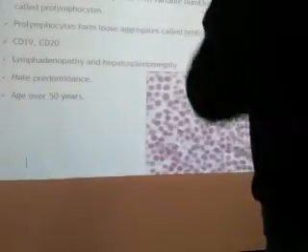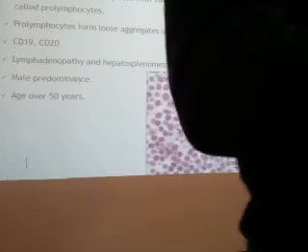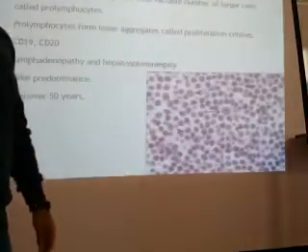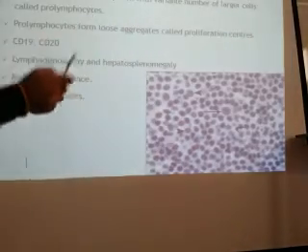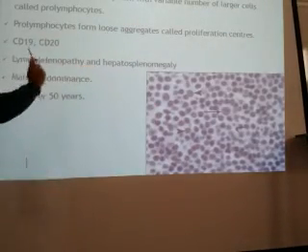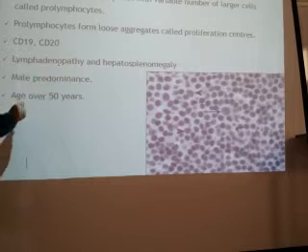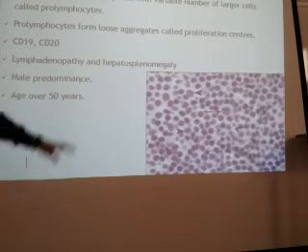You can just think about it. Leukemias, hepatosplenomegaly, how much? Anemias, many anemias, you have the hepatosplenomegaly. Because why in anemia hepatosplenomegaly? Yeah, extramedullary hematopoiesis. Good. So here, lymphadenopathy, hepatosplenomegaly, male predominance, age over 50 years. Okay. So this is the picture.